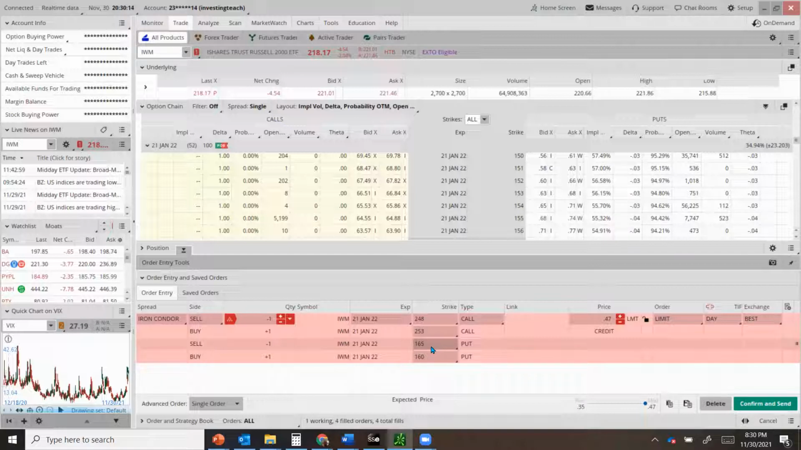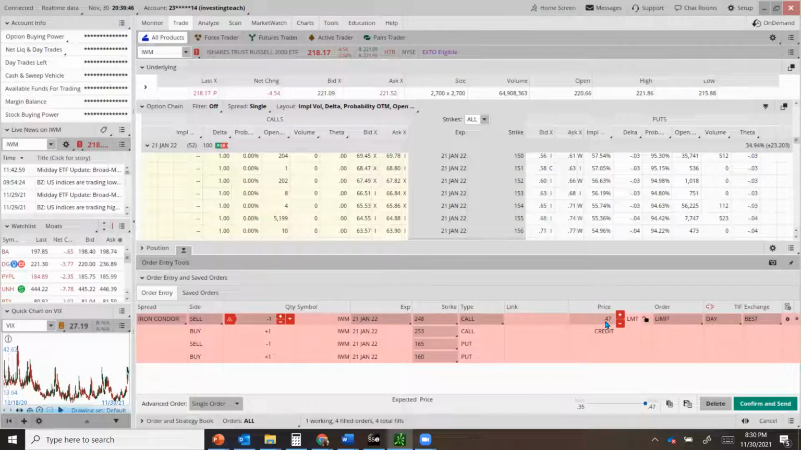The max loss in the situation is if it goes lower than the bought put, so lower than 160, or higher than the bought call, so higher than 253. In that case, you would lose the $500, which is the difference of your widths, but you also received your credit. So it's essentially 500 minus the 0.47. You lose $453. So we don't want to get to that situation at all. We want to do stop losses on it, and I can do that later if you want.